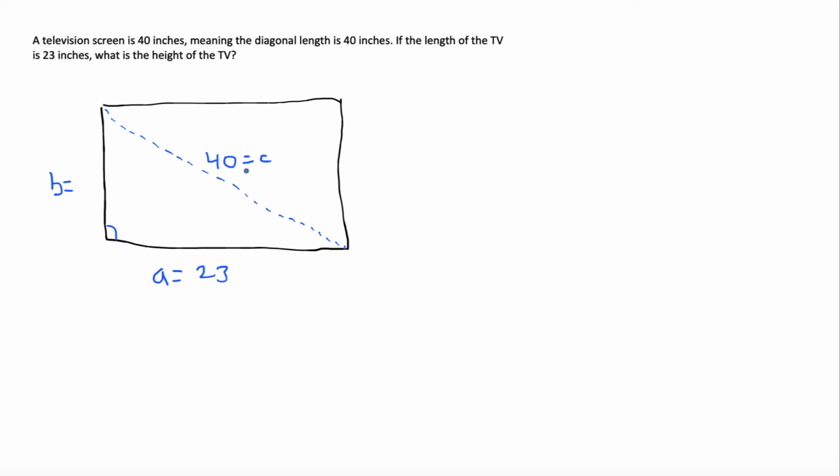So we have this right triangle, which means we can use the Pythagorean theorem. In this case, B is going to be the height. The Pythagorean theorem says that a squared plus b squared is equal to c squared. So we'll just plug in the values that we know: 23 squared plus b squared is equal to 40 squared.